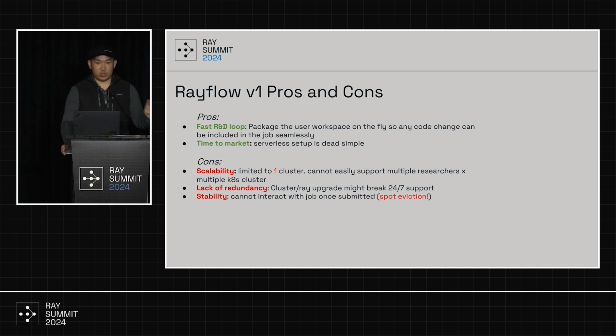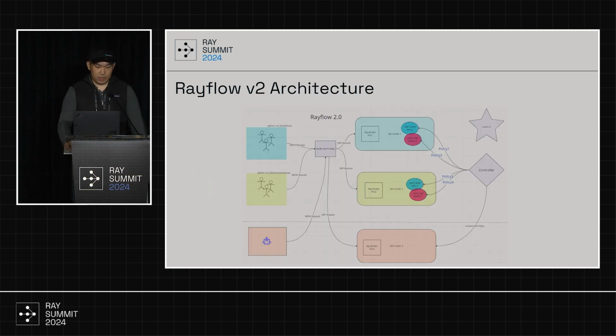So spot eviction, I want to highlight, is a very important issue in compute jobs. Because spot instances are so much cheaper, we have to use them, but it means that the cloud service provider can take them away anytime they want. So we need to build some stability.